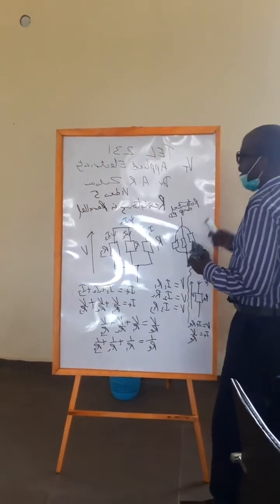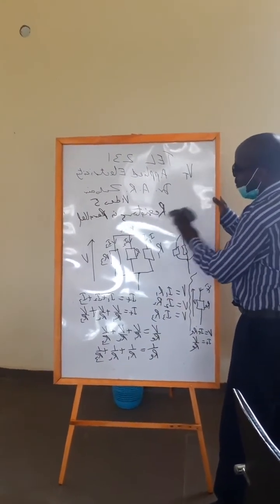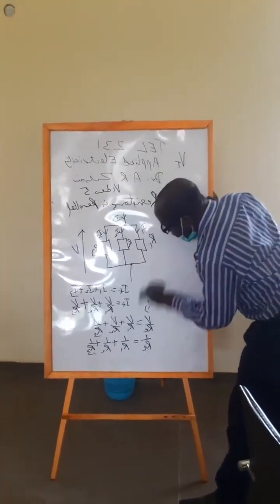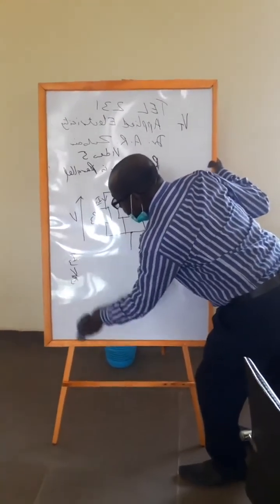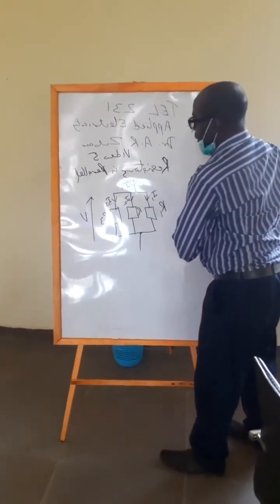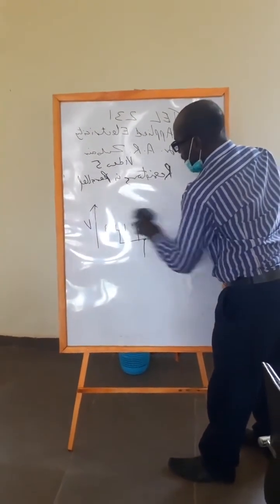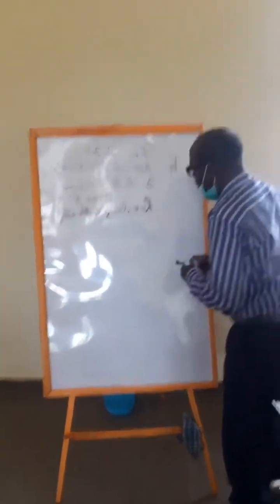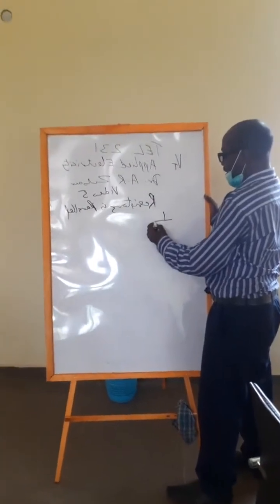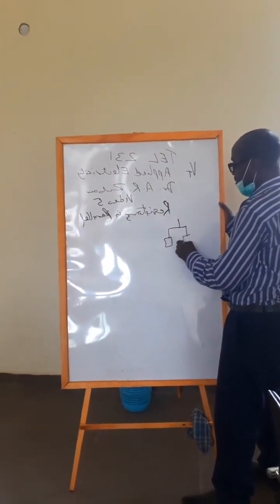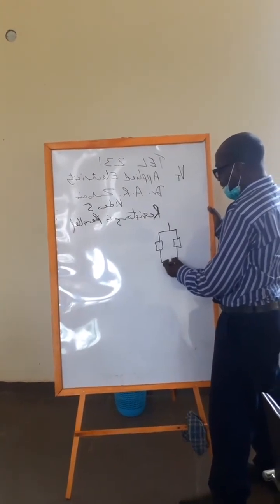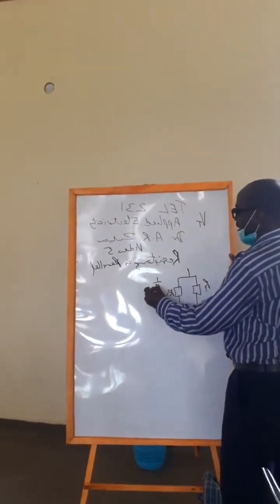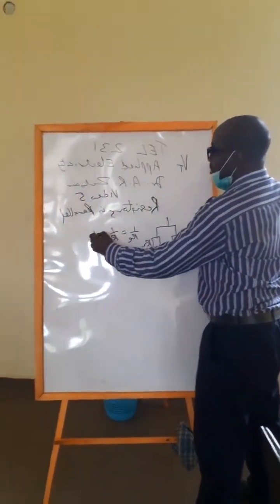Now, let's consider a situation where we have only 2 resistors in parallel. Many can be in parallel though, but I want to consider a special situation where I have 2: R1 and R2. It means 1 over RE is going to be equal to 1 over R1 plus 1 over R2.